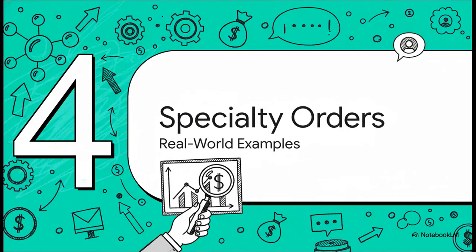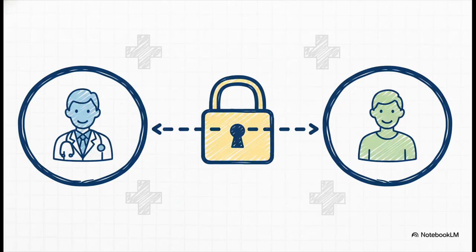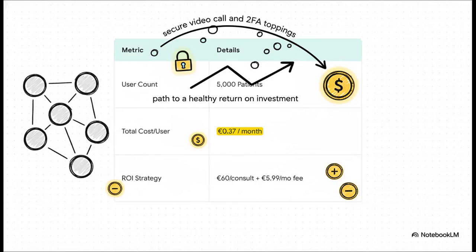Okay, so we've seen all the ingredients on the menu. Now let's look at a few specialty orders to see how all of this comes together in the real world to create some seriously profitable platforms. Our first order is a pretty high-stakes example: a super secure private network for doctors and their patients. So for a network with about 5,000 patients, using secure video calls and two-factor authentication toppings, the total cost to run it all comes out to just 37 cents per user per month. Now, you compare that to a pretty modest monthly fee and consultation charges, well, the path to a healthy return on investment is crystal clear.